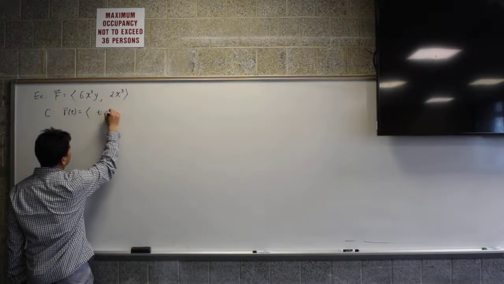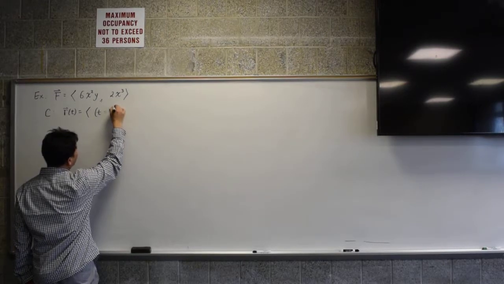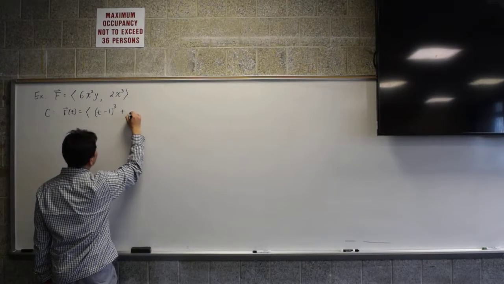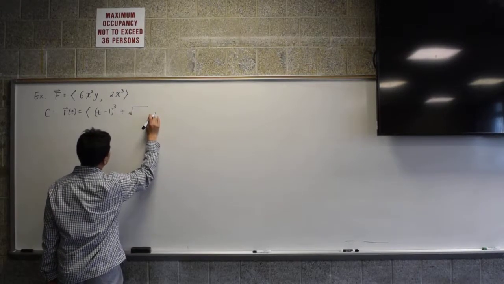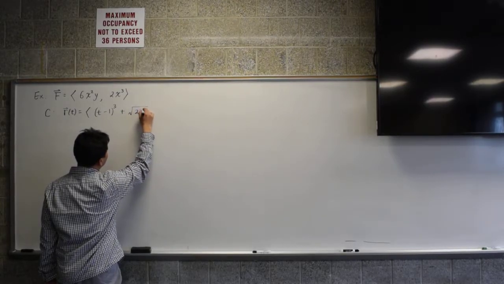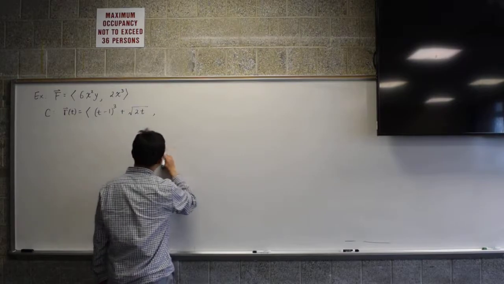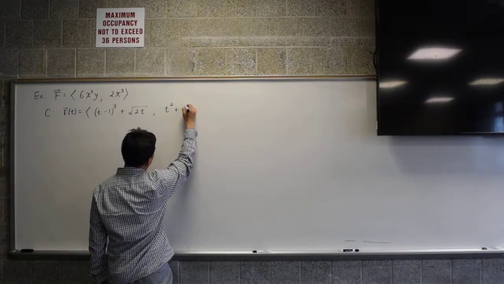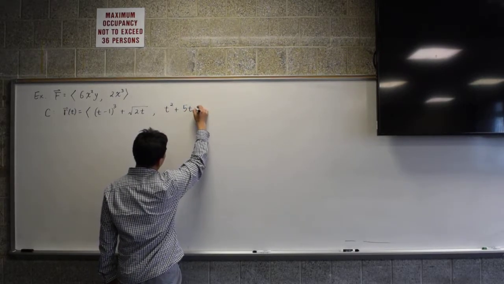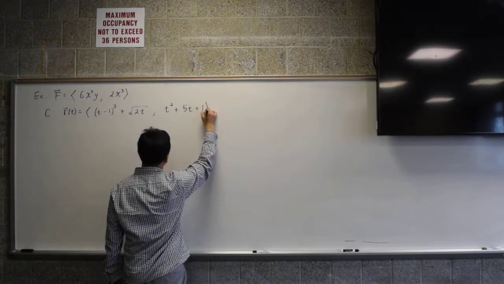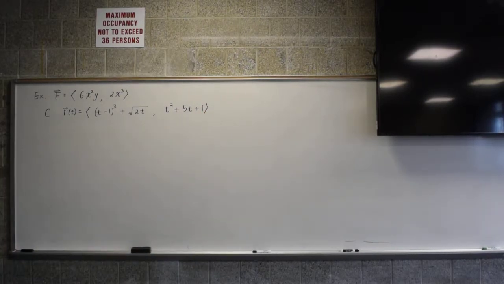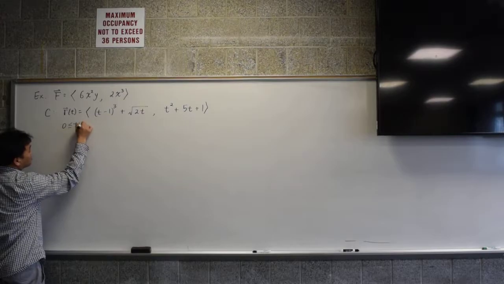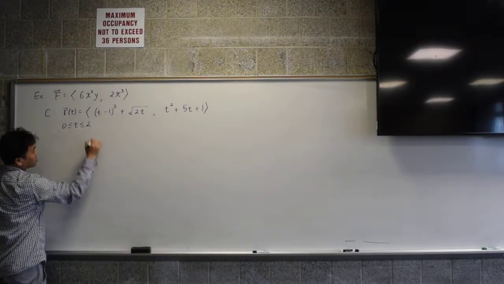(t minus 1) to the third power plus square root of 2t, comma, t squared plus 5t plus 1. And let's say t goes from 0 to 2.